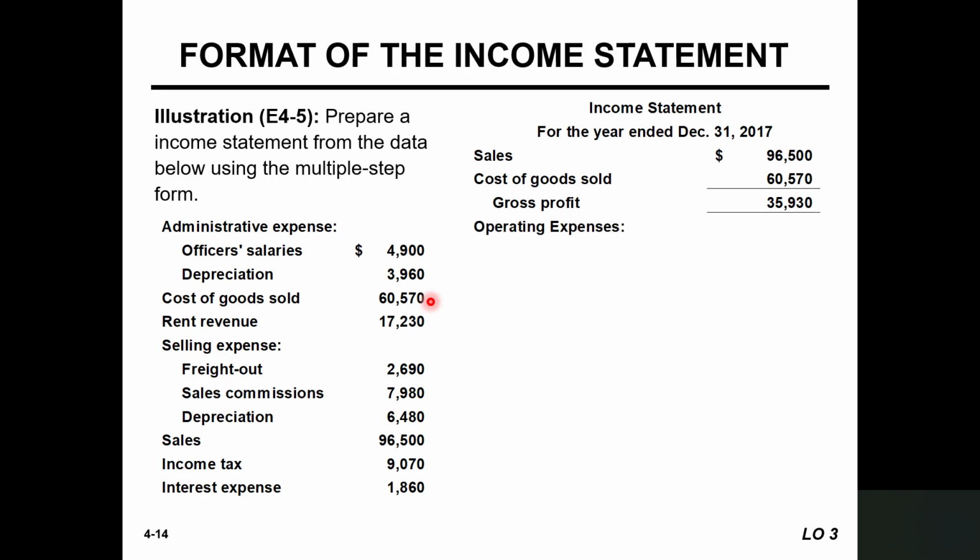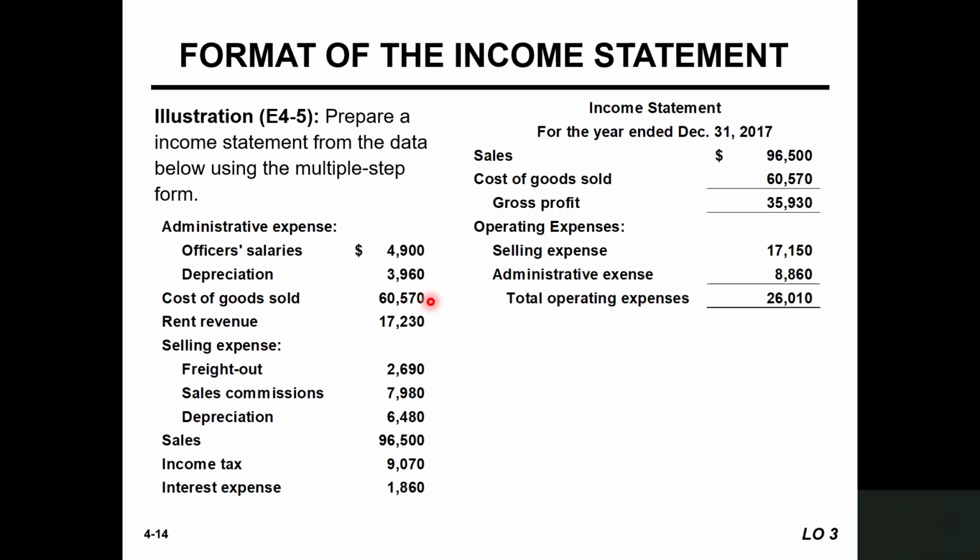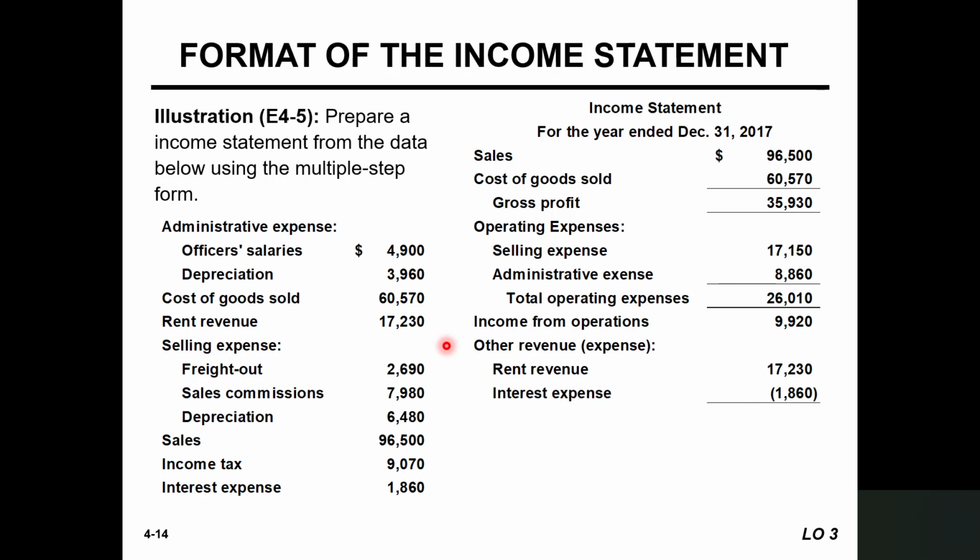Then you'll have your operating expenses, and you'll list them out: selling expense, administrative expense. That gives you a total operating expense, and these items are coming from here, 17,000. Next, you have income from operations, other revenue and expenses. You have rent revenue, interest expense, the total, and then your income before taxes, your income tax, and then your net income.